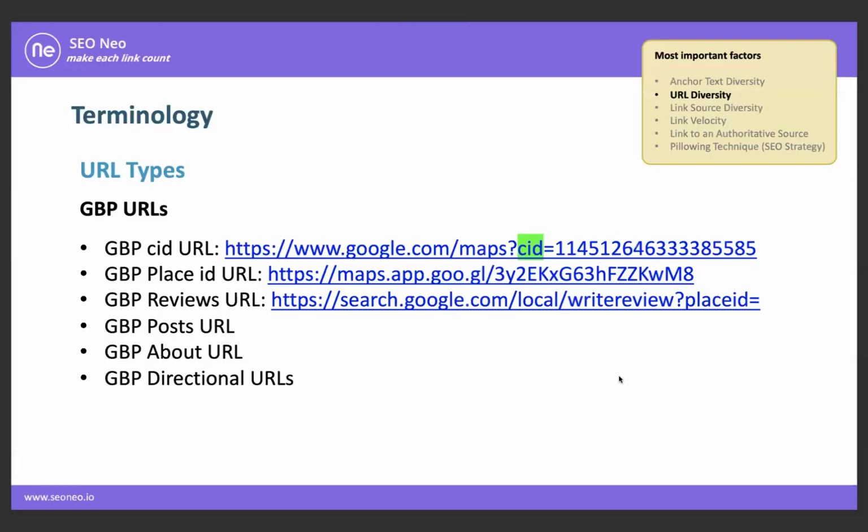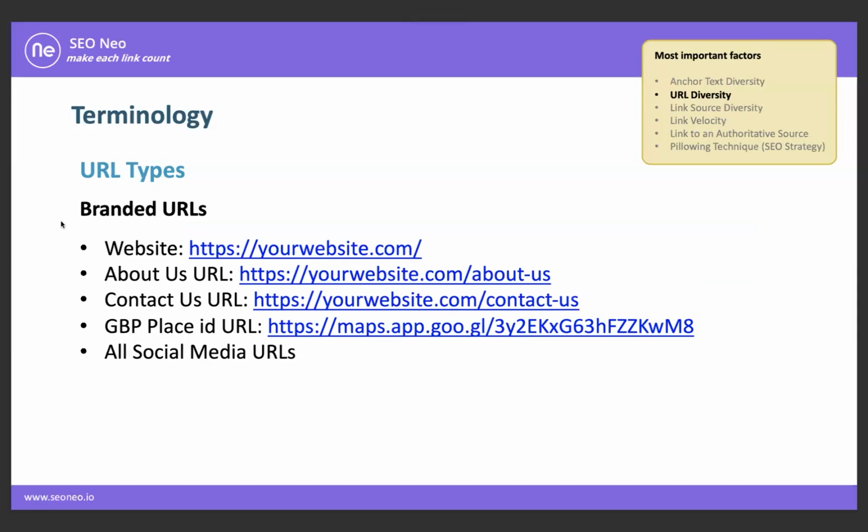Okay, so for our terminology, we will refer to GBP URLs and branded URLs. So the GBP URLs are the GBP CID URL, the URL with the CID attribute inside, the GBP Place ID URL, the GBP Reviews URL, the GBP Post URL, GBP About URL, and the GBP Directional URLs. All these types of URLs, we call them GBP URLs. And when we refer to branded URLs, we mean the actual website, the About Us page of the website, the Contact Us page, the GBP Place ID URL, and all our social media URLs. All those URLs, we call them branded URLs.